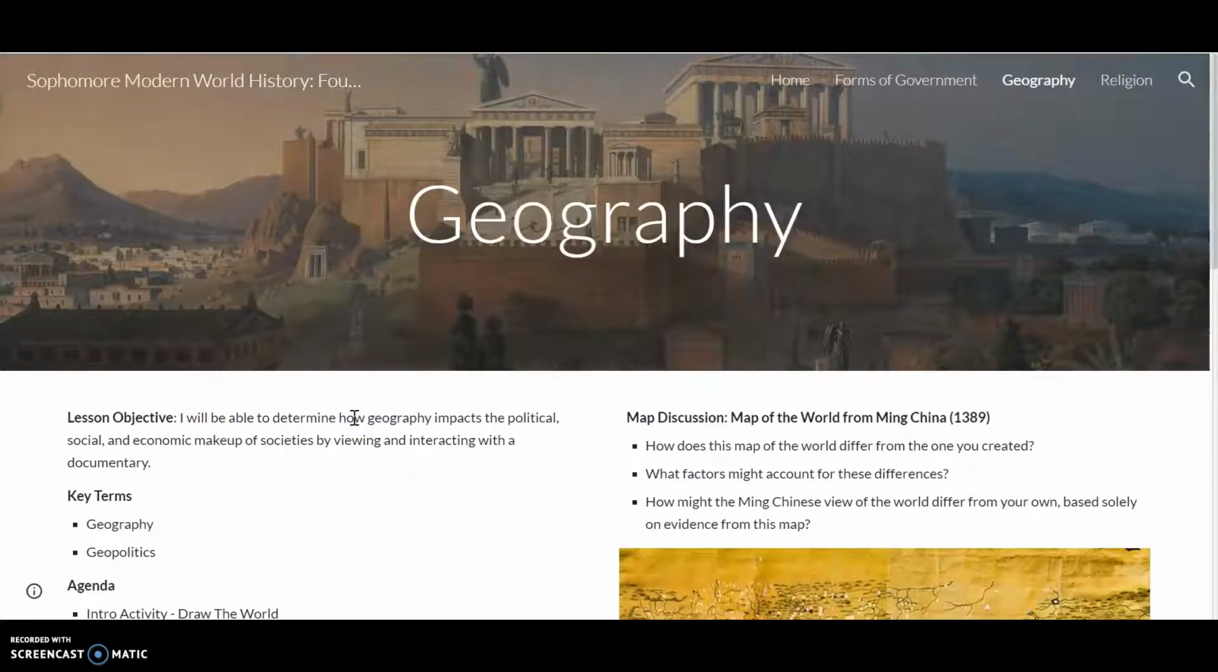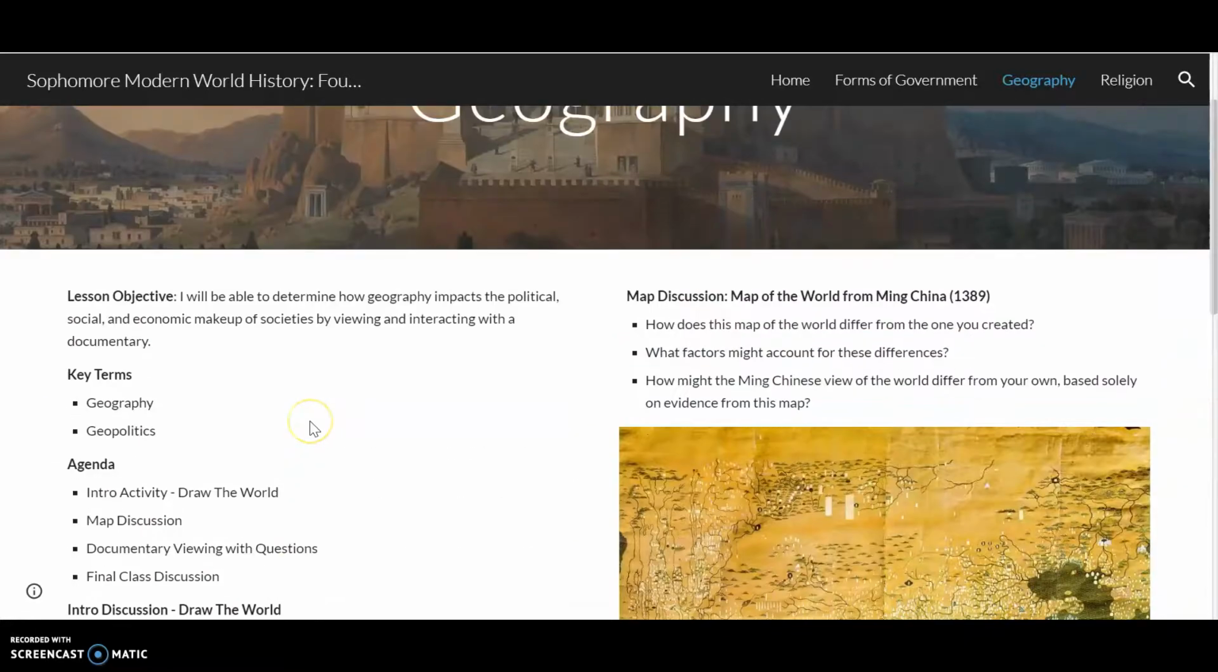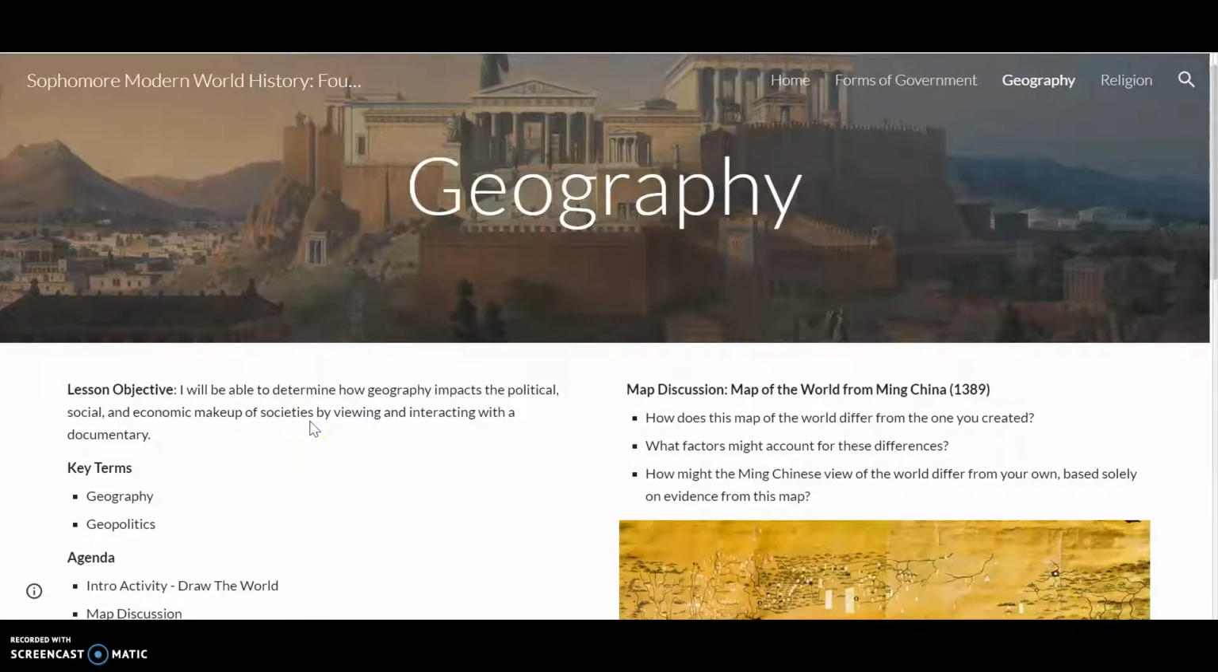So for the lesson objective, like I said, we have the same exact order: lesson objective, key terms, agenda. There's no real materials because the students make their own materials for this one. I'll get into that later though.